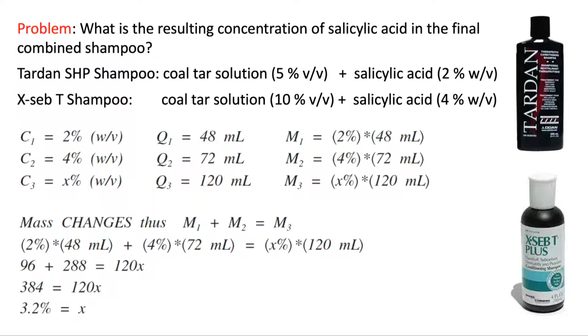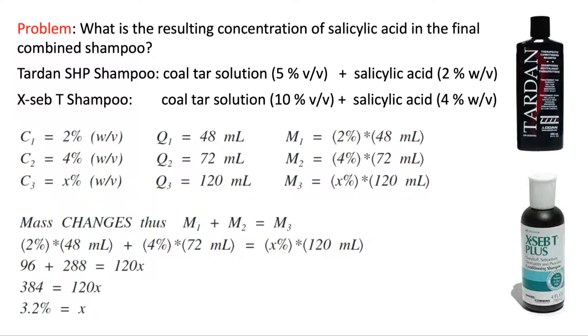So the mass of salicylic acid in our combined shampoo will be some X% times 120 milliliters. Since we know the mass of the first plus the mass of the second is going to equal the final mass in our final shampoo, let's say that 2% times 48 mils plus 4% times 72 mils is going to equal our X% times 120 mils. Quick check to make sure our units are the same: percent, mils, mils, mils. So let's drop the units and just do 2 times 48 to get 96. Add that to 4 times 72, which is 288. And set that equal to X times 120, which is 120X.